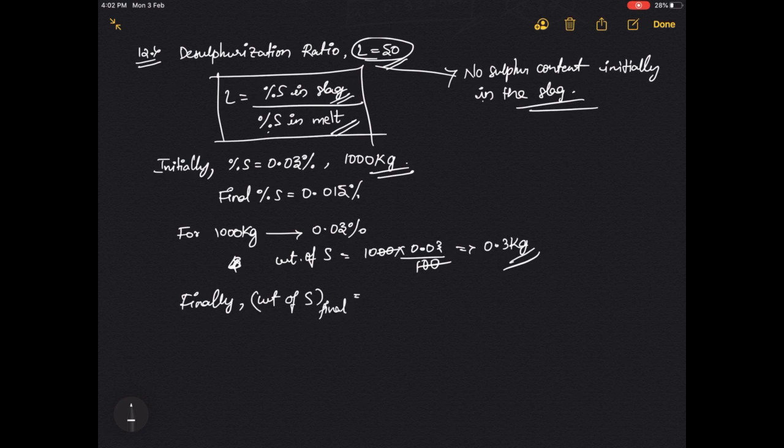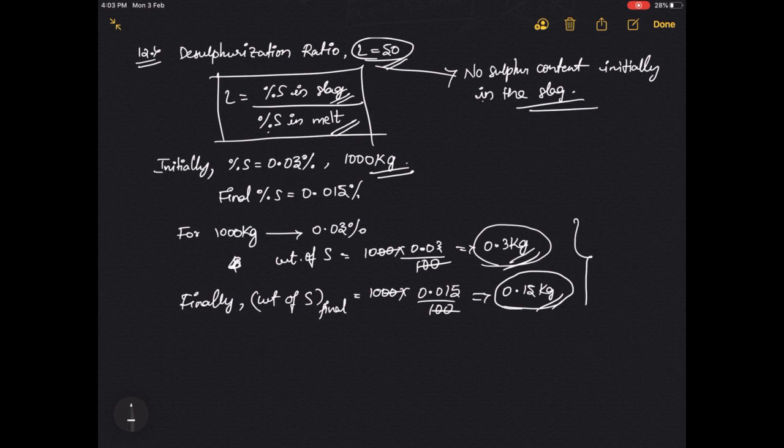Finally, as I said, it is how much? 0.015 by 100. So here I am left with 0.15 kg. So if you see here, initially I have this much amount of sulfur in my steel. Finally, it got reduced to this much.